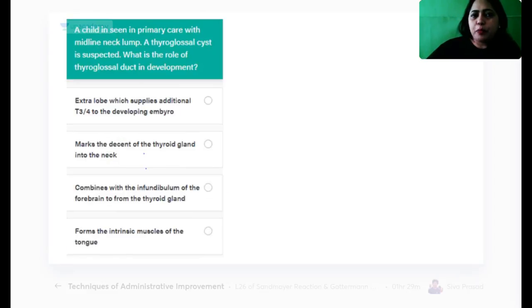Next, a child is seen in post-primary care with a midline lump in the neck. Thyroglossal duct is suspected. What is the role of this duct in the development? Extra lobe, which supplies additional T3 to the developing embryo? No. Thyroglossal duct marks the descent of the thyroid gland into the neck. Very simple English, very neatly given. This is not the one. No, infundibulum of the forebrain comes to the thyroid gland.